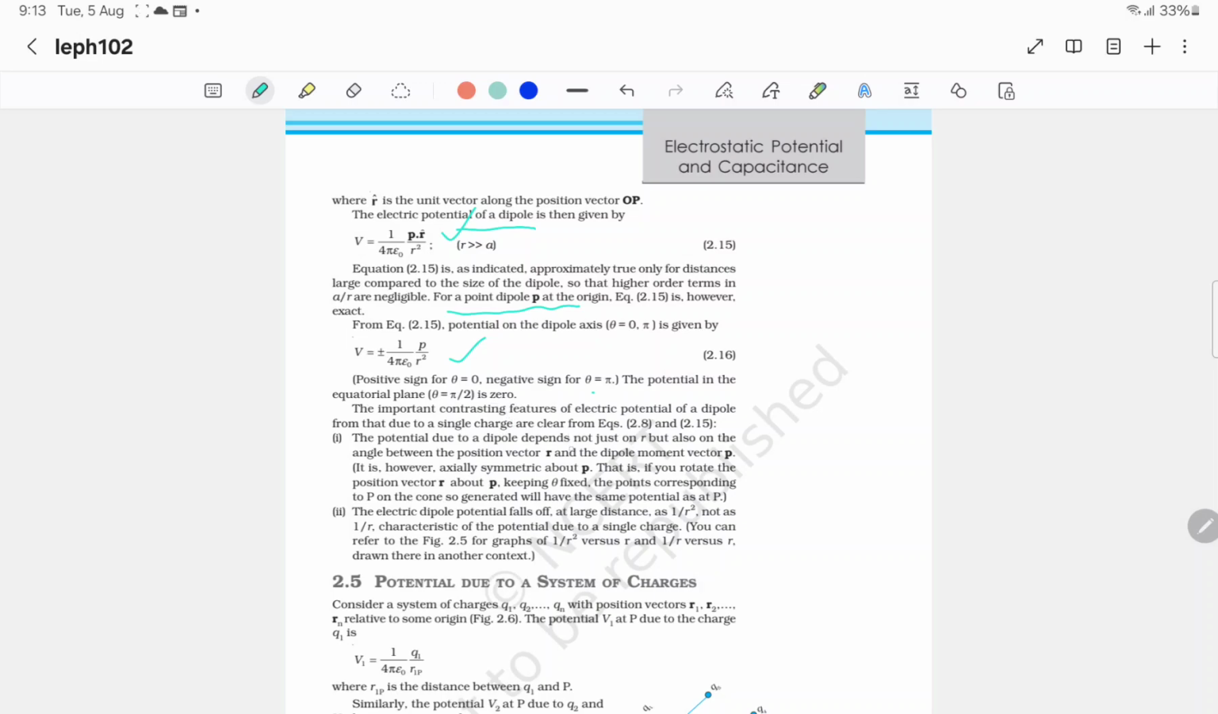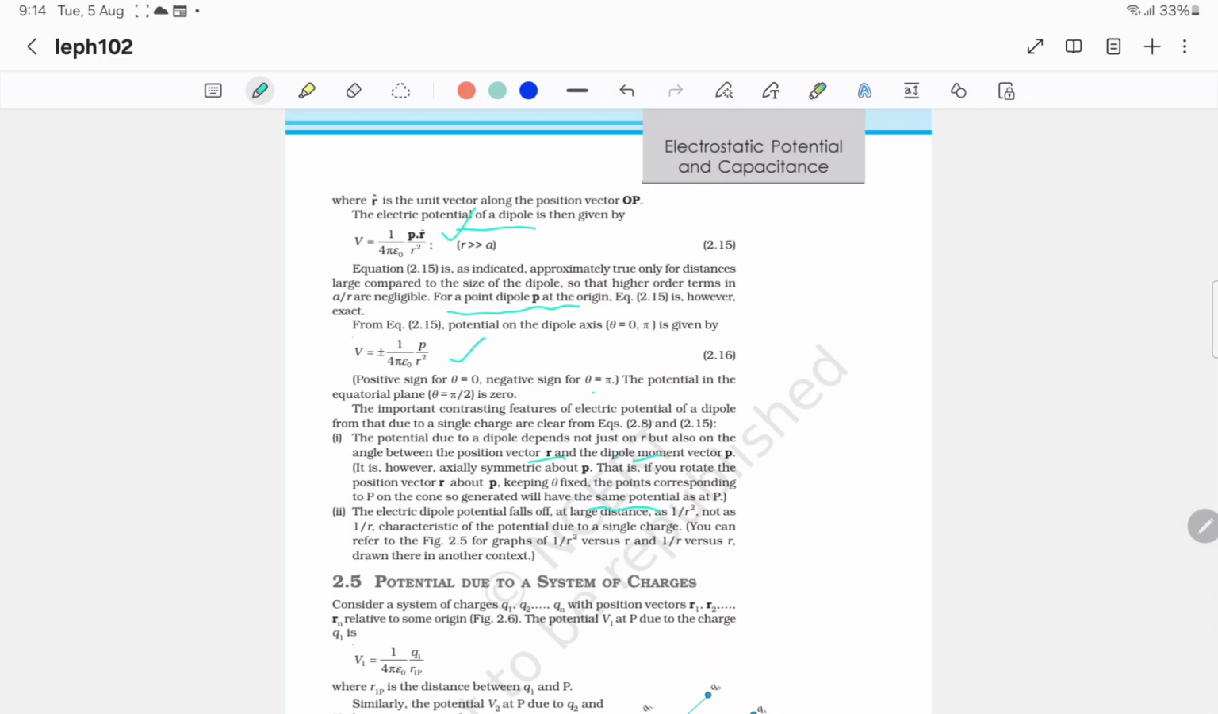The important contrasting features of the electric potential of a dipole from that due to a single charge are clear. Potential due to a dipole depends not just on r but also on the angle between position vector r and the dipole moment vector p. It is however axially symmetrical about p. If you rotate the position vector r about p keeping theta fixed, the points on the cone so generated will have the same potential.